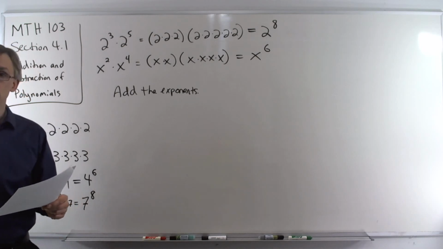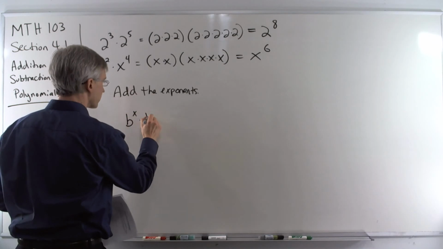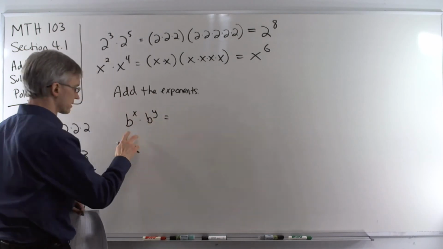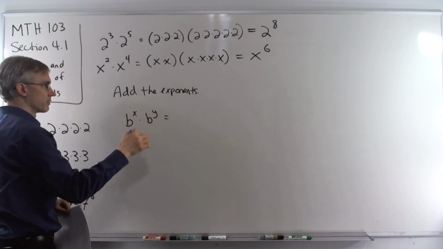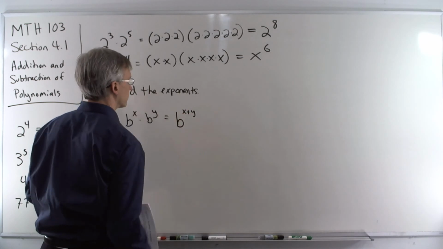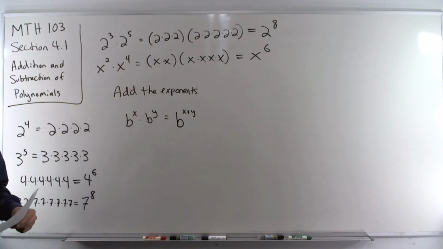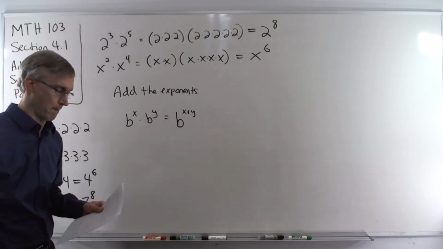Now we're going to complete the general formula. b to the x times b to the y. Right, we've got the same base. Any two numbers can be exponents. What are we going to do? We're going to add those together. So we get b to the x plus y. Next up, power to a power.